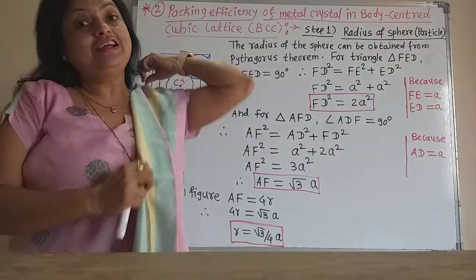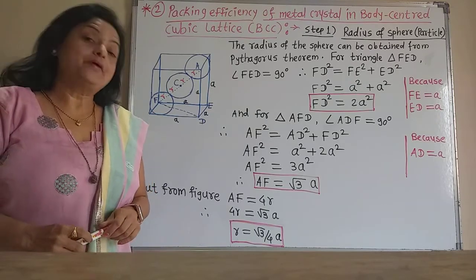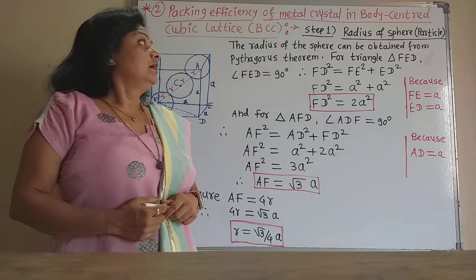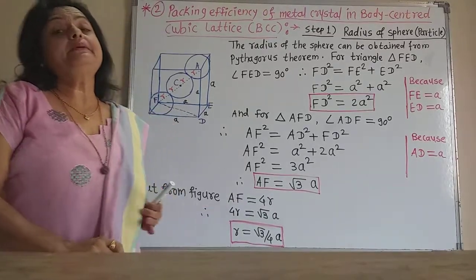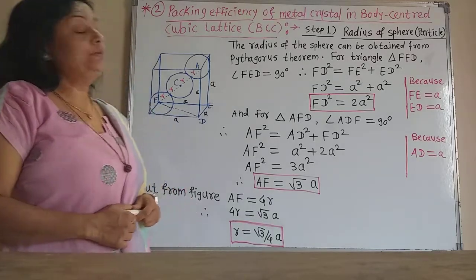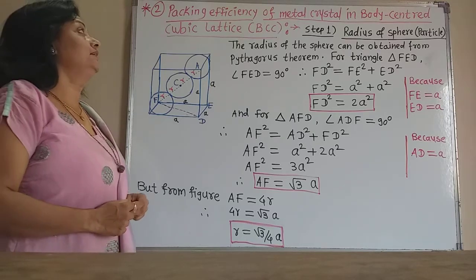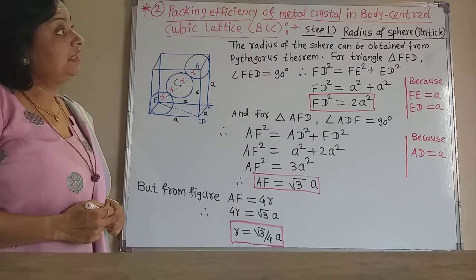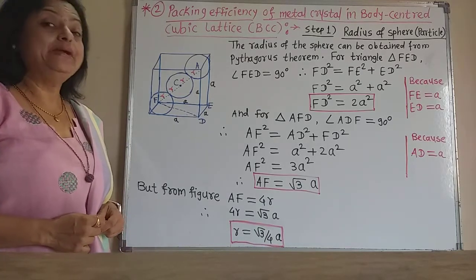We are learning from a few lectures the first chapter, that is the solid state, and in the last lecture we learned the packing efficiency of metal crystal in a simple cubic lattice. Now today we have to learn the packing efficiency of metal crystal in the body centered cubic lattice, that is the BCC.